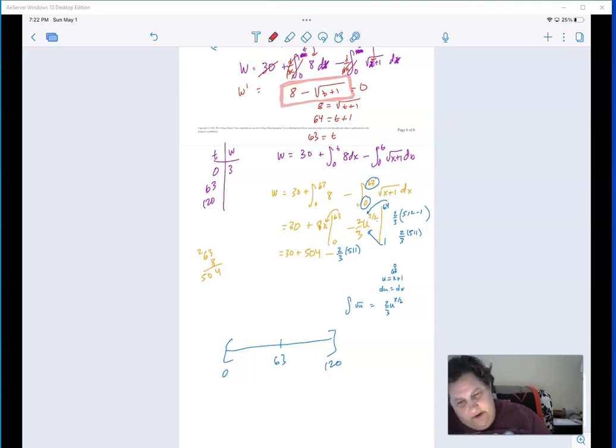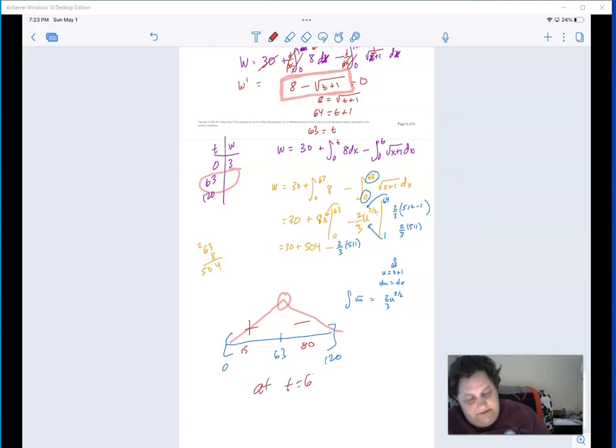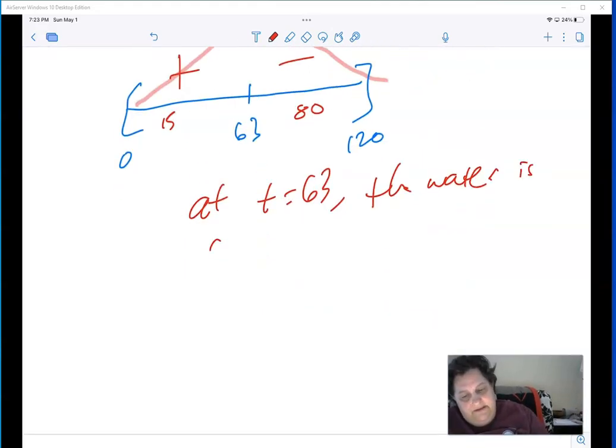Okay, so let's pick a number between 0 and 63. Let's pick something that when I add 1, it gets a perfect square: 15 plus 1 is 16. 8 minus the square root of 16 is 8 minus 4, which is positive. Now let's pick 80 plus 1, which is 81. 8 minus 9 is negative. So, because, and only because it's asking me for the max, I can say right here that at time equals 63, the water is at a max level.